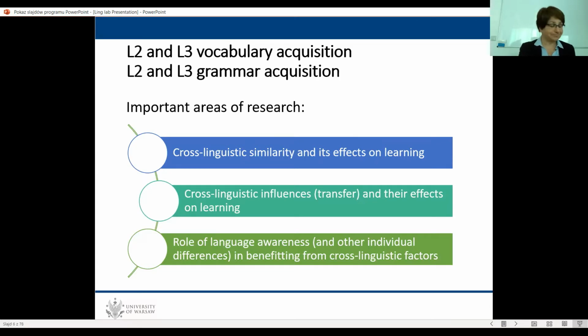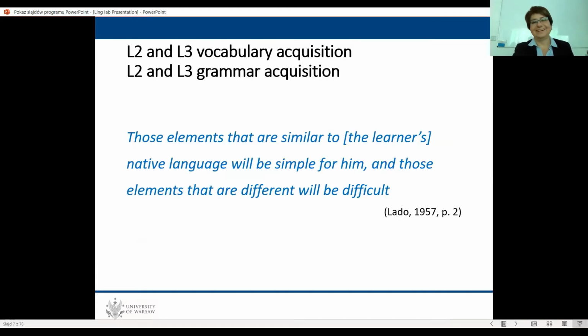kind of benefit them in taking advantage of cross-linguistic factors. Okay, so a very old quote that I like to start from, okay, a very old one, right, from the 1950s, that those elements that are similar to the learner's native language will be simple for him, and those elements that are different will be difficult.